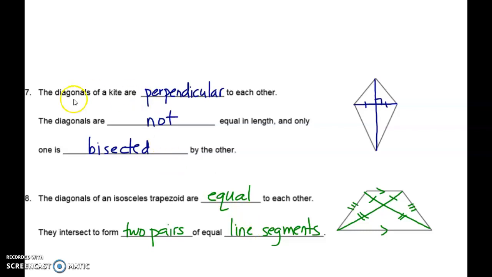Okay. Diagonals of a kite. So here I have a kite. I see that when I construct my diagonals, they are perpendicular to each other. So they intersect at 90 degrees. They are not equal in length, and only one diagonal is bisected by the other. So here we can see that my shorter diagonal is bisected by the longer diagonal.